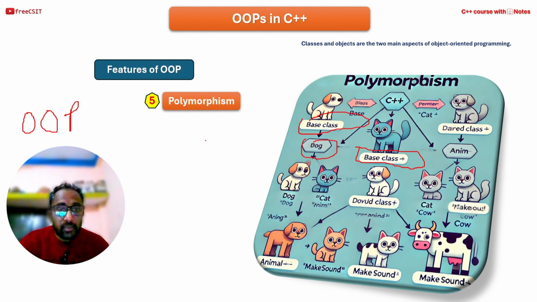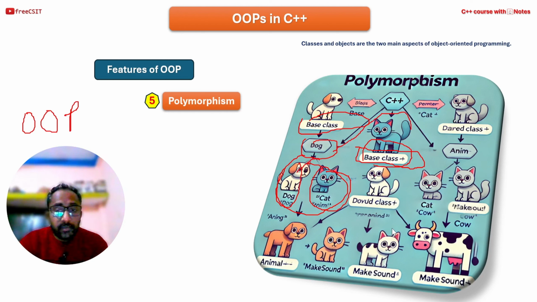This is the dog and cat, the derived classes. You can see here in this figure. Both make a sound, because they are animals, and the functions are being dynamically called using base class pointers. This is the base class of animals, and this is the derived class of dog. It means this is the base class, and this is the derived class.